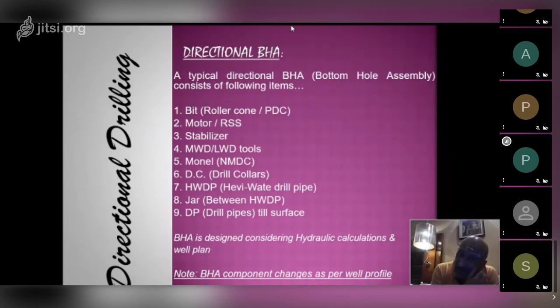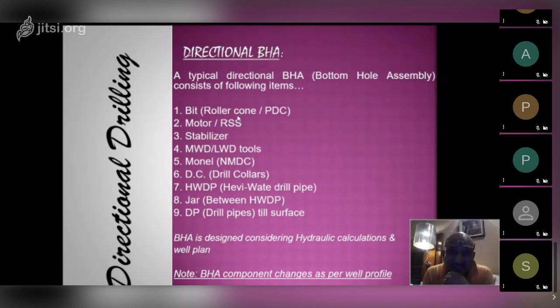BHA is bottom hole assembly. An assembly is basically a collection of different types of strings or pipes or tools. When they come together, it makes an assembly, so that is called bottom hole assembly. Now, what is a bottom hole assembly? It does not mean the single pipe which is coming to the surface.